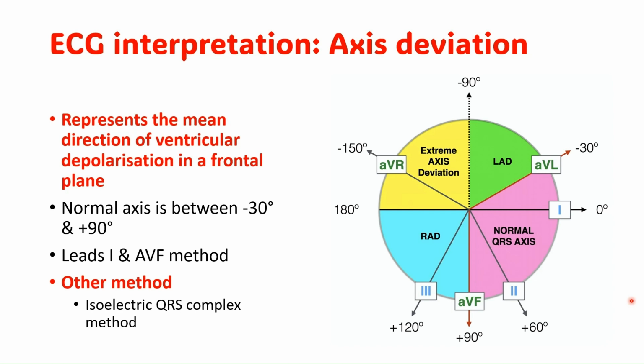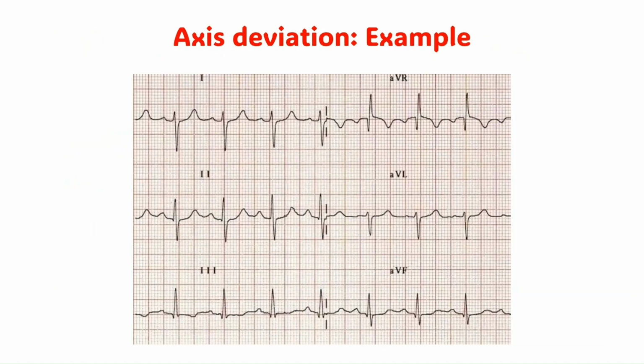Okay, so let's look at an example. So we're going to use the leads 1 and AVF method. We can see that there is negative deflection of the QRS complexes in lead 1, and there's positive deflection of the QRS complex in AVF. Therefore, we have right axis deviation. Okay, so this is an example of right axis deviation.